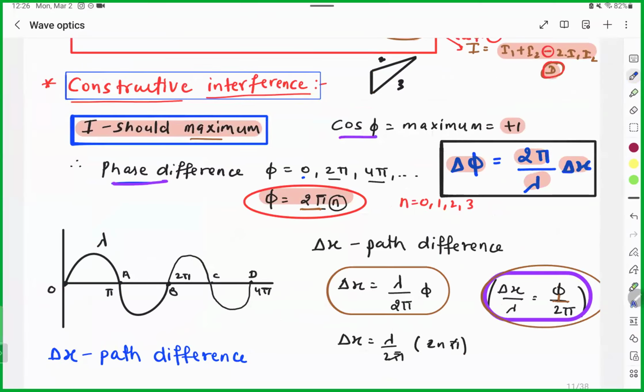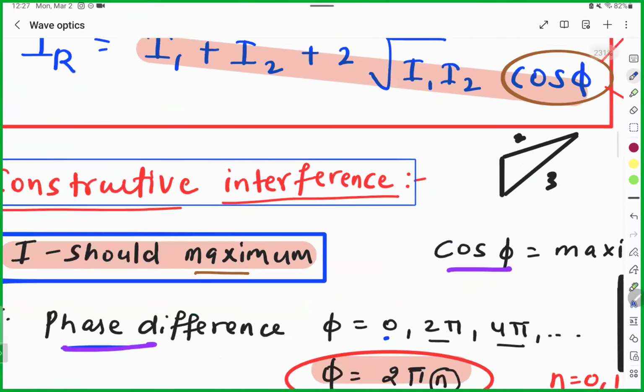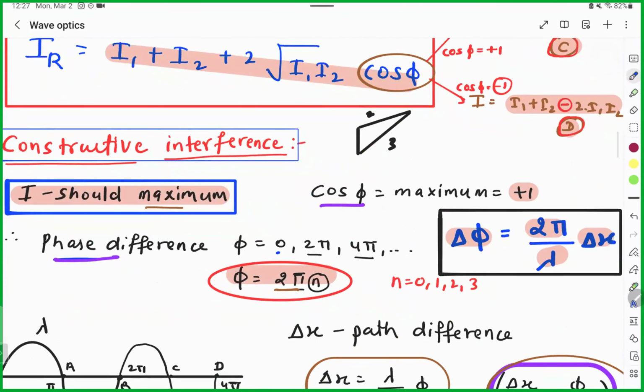So constructive interference, as name suggests, intensity should be maximum. If you want to make this intensity maximum, it means your cos phi value should be plus. In case of destructive, it will be minus. So in this case, your cos phi value should be maximum, that is plus 1. Okay. In this case, phase difference means angle difference can be 0. Why? Because cos 0 value is equal to plus 1. Or phi value can be 2 pi because cos 2 pi value is also plus 1. Or 4 pi because cos 4 pi value is also plus 1. Okay. So that could be your phase difference.